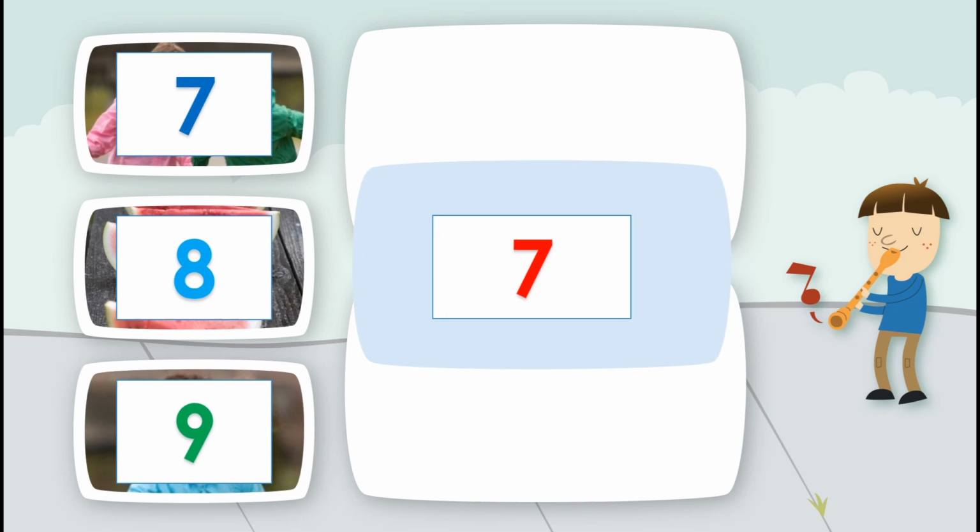What number is this? Yes, it's number 7. Is this number 7? Is this number 7? Or is this number 7? Yes, you're right. That's number 7.